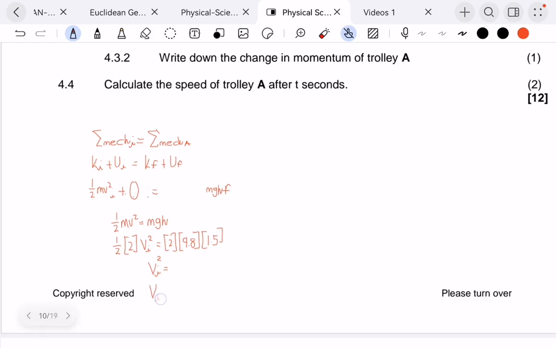Therefore v initial is equal to, let me get a calculator, sorry about that, very sorry about that. Sorry, give me a few minutes. I'm just looking for my calculator.